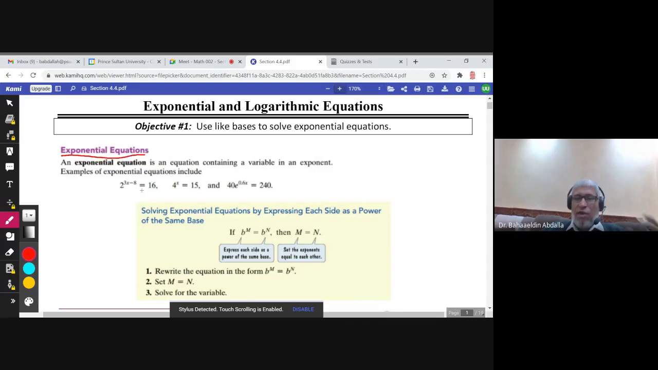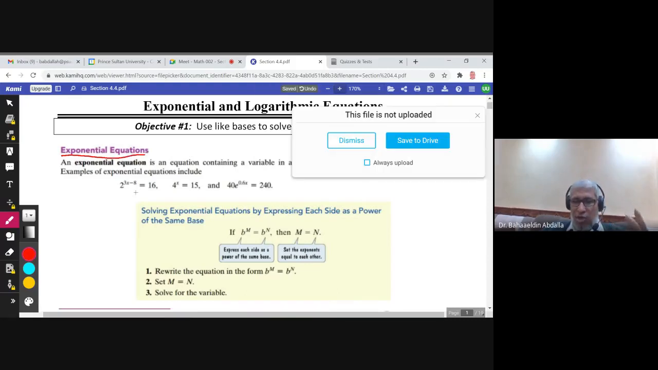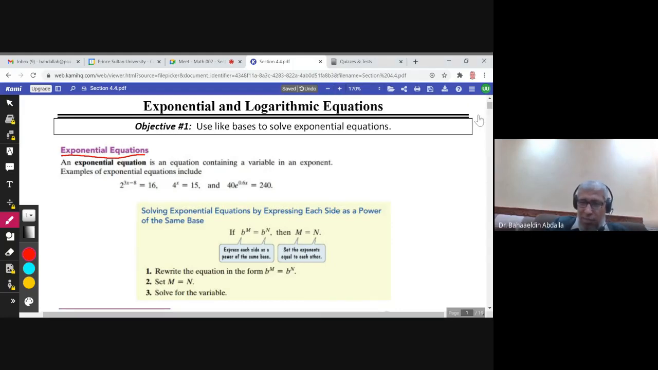Okay, there are two methods. We will learn two methods to solve exponential equations. First method in objective 1, second method in objective 2. So let us first define what we mean by exponential equation.